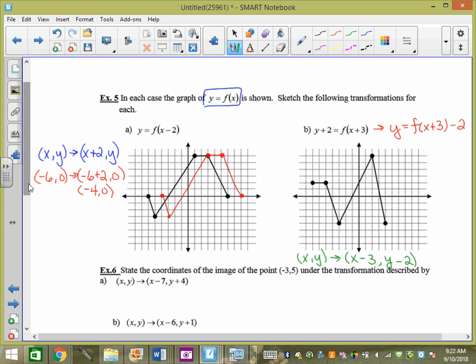So if I check the point in here, I can check this one. It's 1, 2, 3, 4, 5, 6, 7, -7 and 2. So it's going to be -7 minus 3 and 2 minus 2. So my new point is going to be -10 and 0.